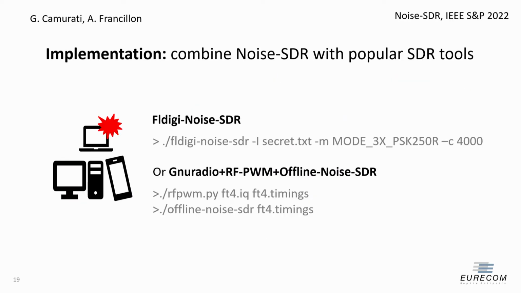We have integrated Noise-SDR with popular radio tools. For example, fldigi, an amateur radio tool implementing a lot of digital protocols. You can just give the data that you want to send, the mode, and the intermediate frequency, and it will start producing physical waves that, on the other end of the communication, you can receive with a normal radio setup with a software-defined radio and fldigi running on a laptop, for example. We also integrated Noise-SDR with GNU Radio: there you first generate an IQ file, then convert it to RFPWM, and you have a file of timings, just a text file, and you can give it to the Noise-SDR loop to turn it into radio waves.